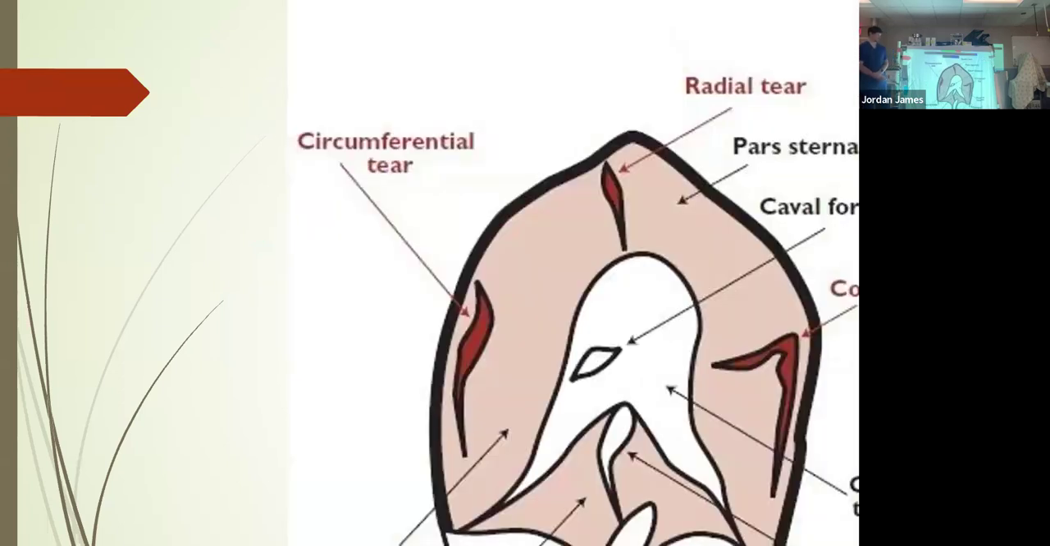And so we talk about the radial tear coming from the ventral portion here to the central tendon, and that circumferential is going to be just along the outside or around the circumference. And then this is going to be what that combination looks like, a little bit of radial, a little bit of circumferential, which is what's going to happen a lot of the time.